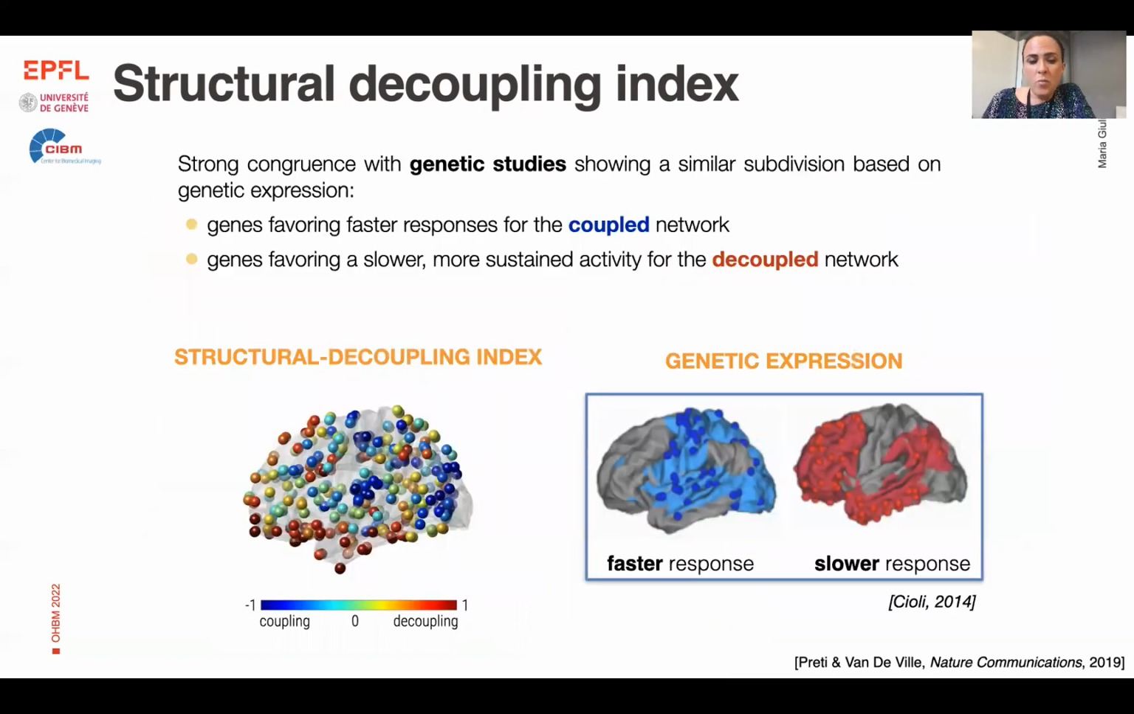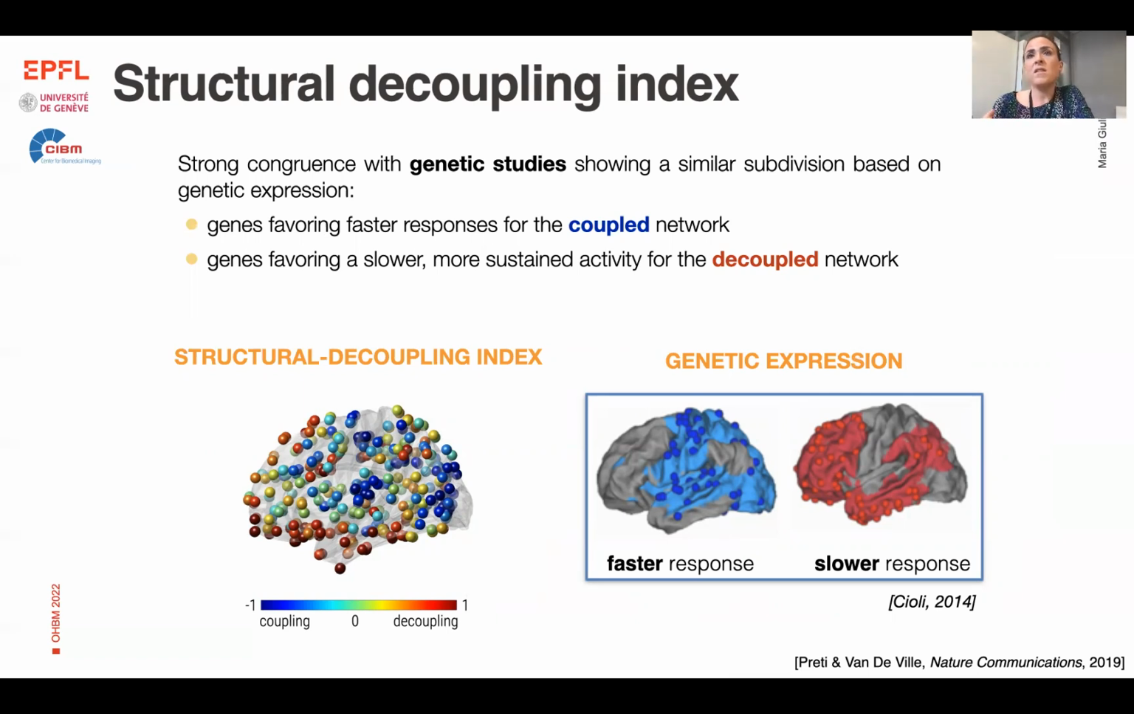And then we can also interpret this spatial pattern based on previous literature from other studies that have nothing to do with brain function, fMRI or structure-function coupling. One example is genetic studies that found very similar patterns to our decoupled and coupled networks, but based on genes that are used for neural transmission. In particular, they found that the network that for us is coupled uses genes for faster response, while the decoupled network uses genes for a slower response.